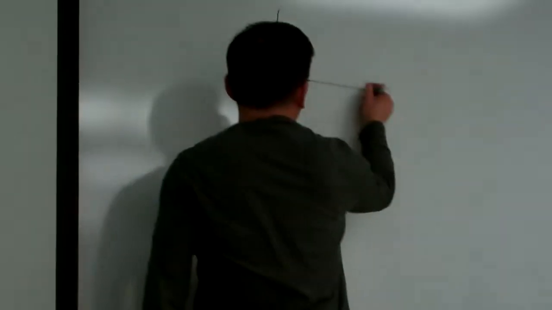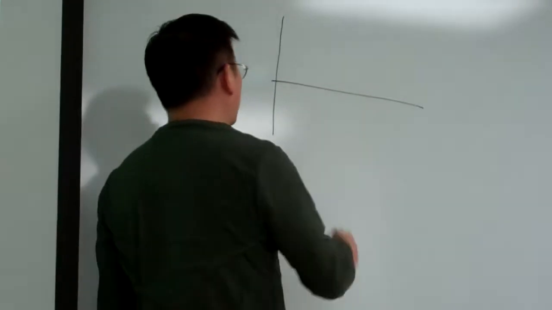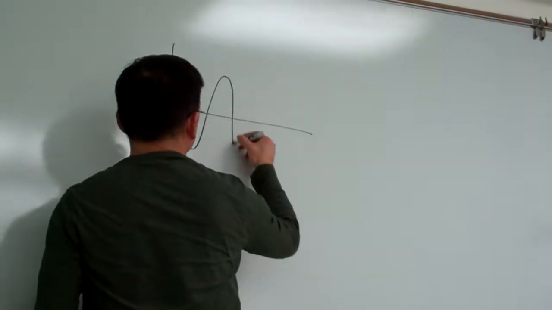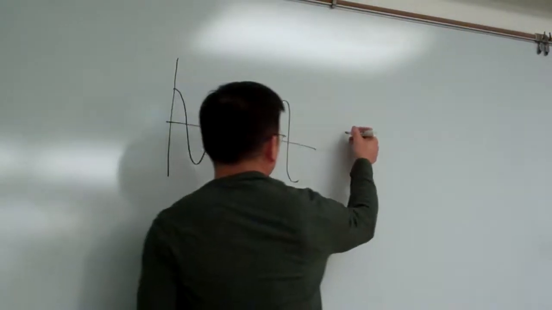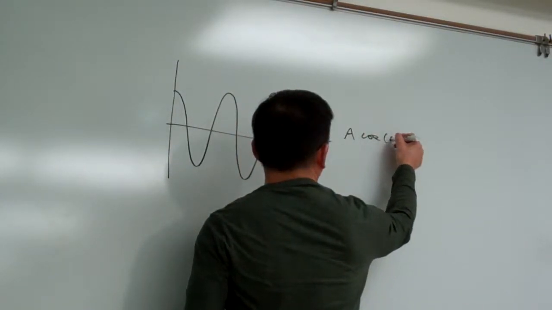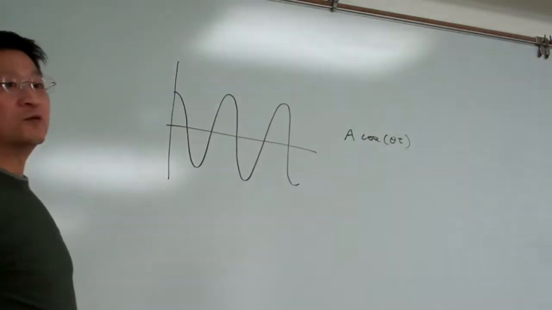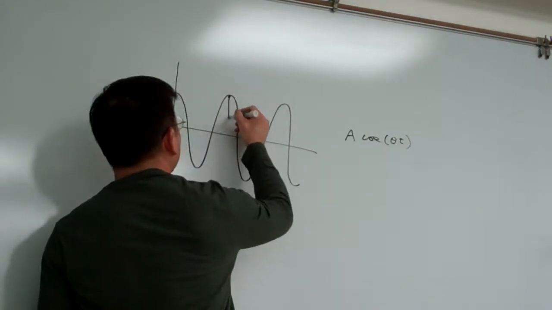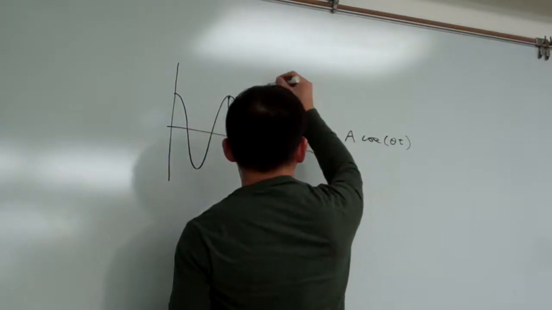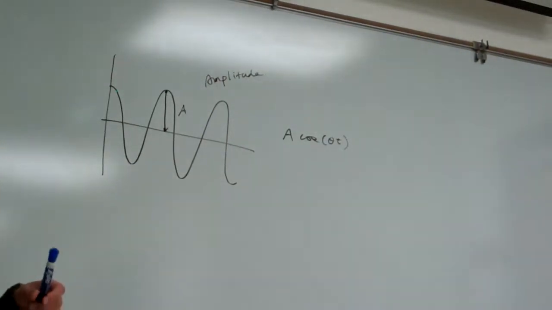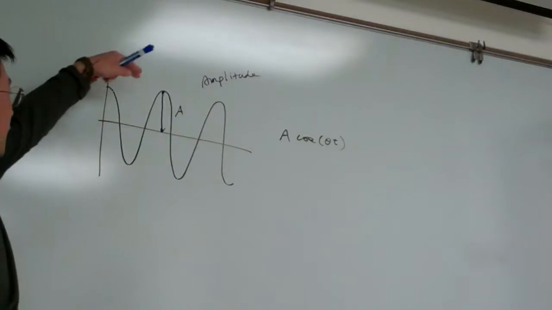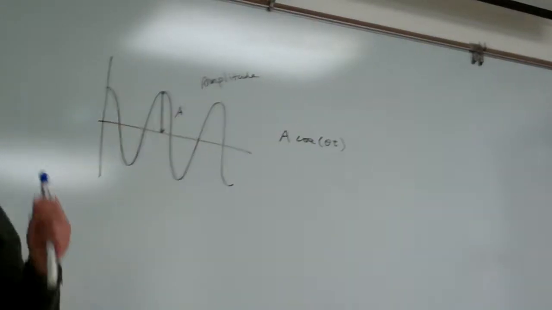If we have a regular sine or cosine function, for example A cosine of theta t, then by definition A is called the amplitude. Amplitude means the magnitude between 0 and the peak. That is the very basic, generic definition of the amplitude of oscillations.